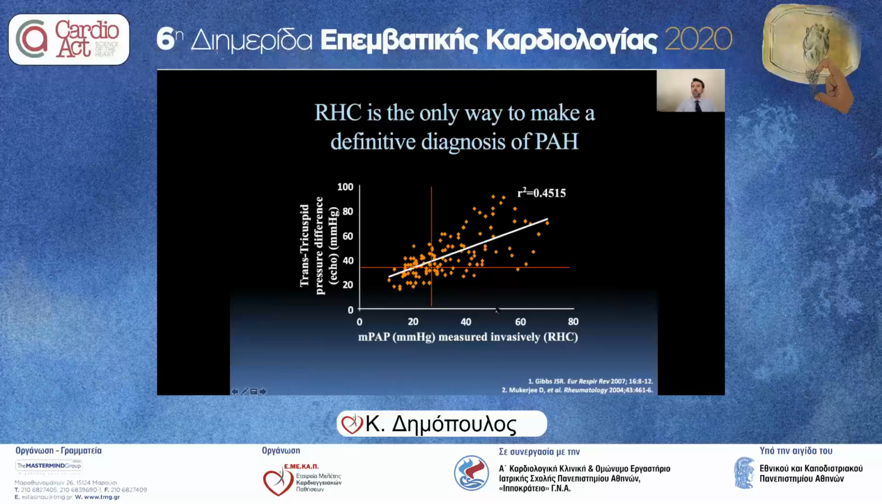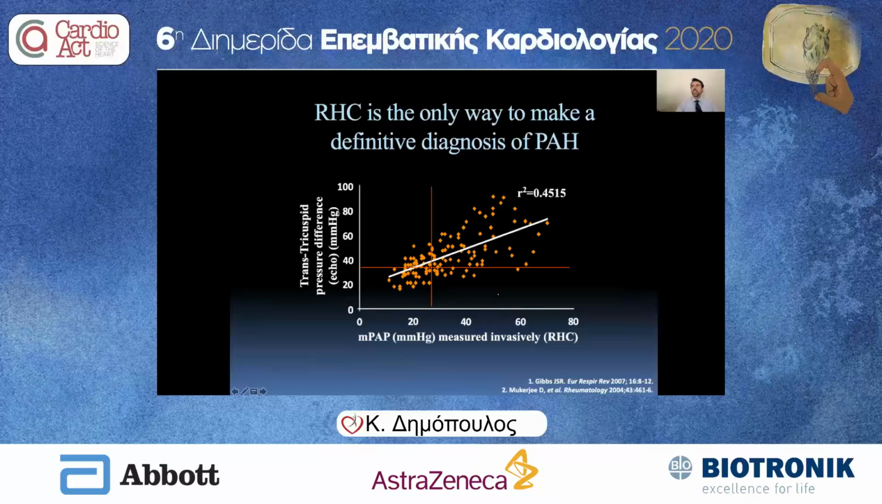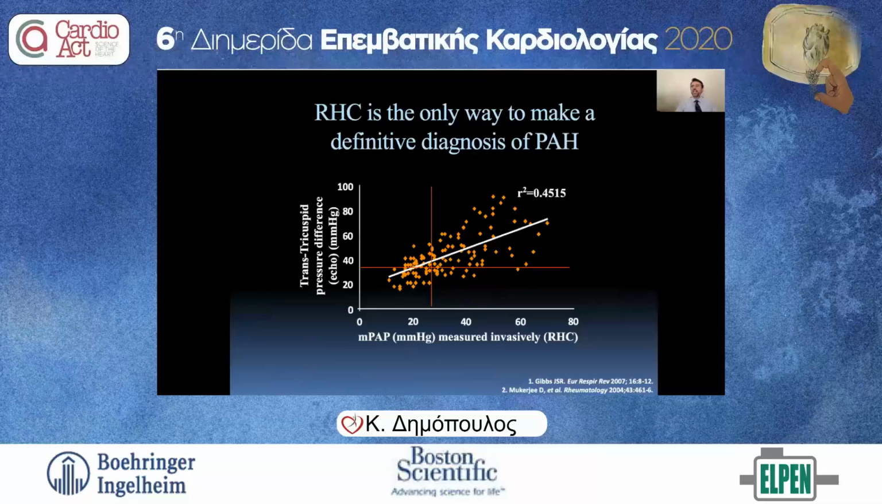And why is that? Because we know that the right heart catheter is the only way to make a definite diagnosis of pulmonary arterial hypertension and pulmonary hypertension in general, actually. So there is no definition of pulmonary hypertension. There's no patient that can be defined as having pulmonary hypertension unless they have had a right heart catheter. This is the rule.